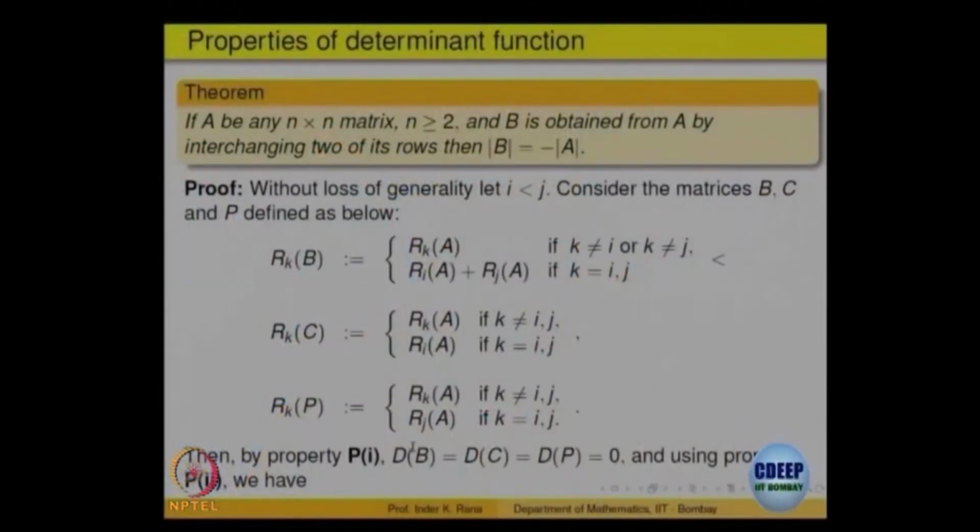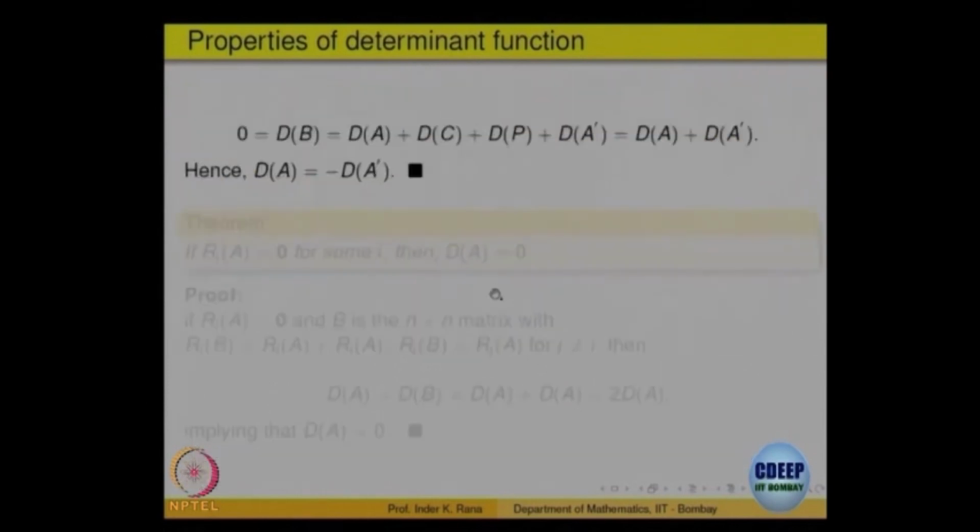Now, what is the relation between B, C and P and A? Let us compute that. What is B equal to? There is a linear combination coming here, right, in the ith as well as the jth row. The ith row is Ri plus Rj of A and the jth also is Ri plus Rj, right. So, use property 2 of linearity. What I will get is the following: determinant of B, which is 0, is the same as determinant of A plus determinant of C plus determinant of P plus determinant of A dash.